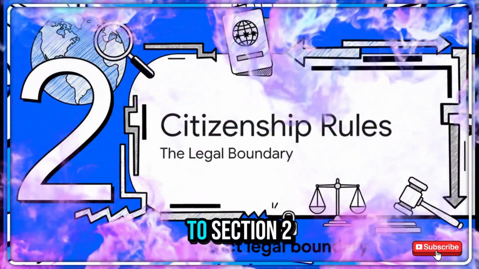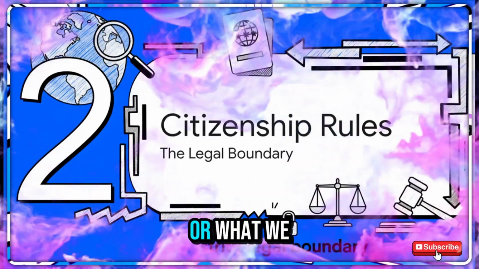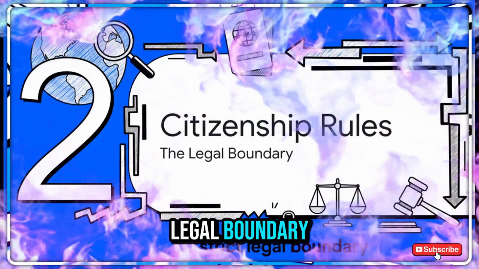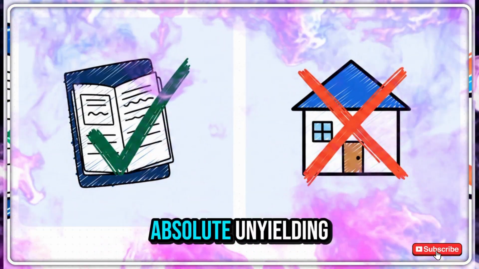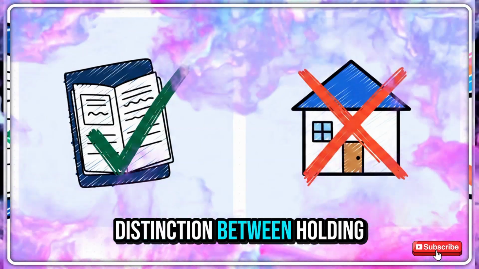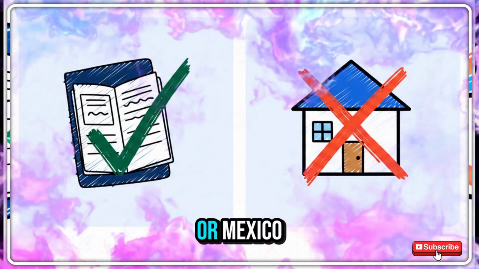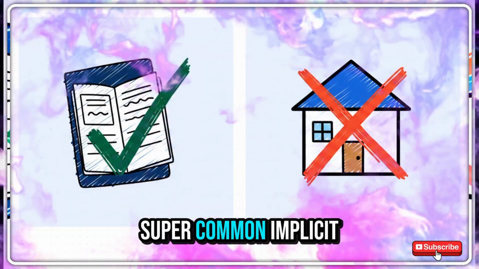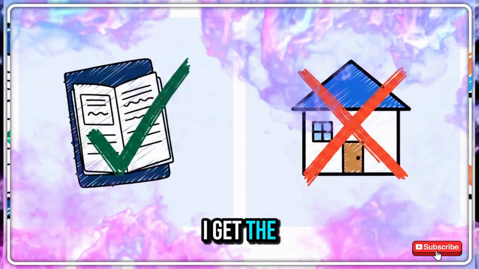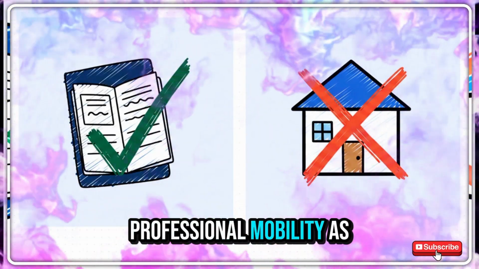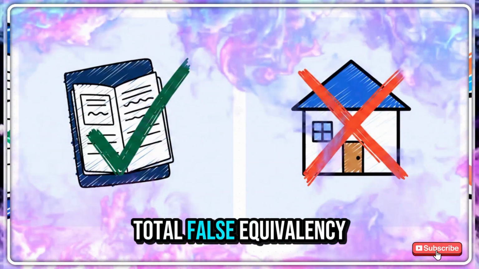Moving right along to Section 2, strict citizenship prerequisites, or what we can call the legal boundary. Now, this is where a lot of folks get tripped up. There is an absolute unyielding distinction between holding legal citizenship and merely holding residency in Canada or Mexico. You know, a super common implicit assumption is that, hey, if I'm a permanent resident of one of these countries, I get the exact same cross-border professional mobility as someone born there. Well, analytically speaking, that is a total false equivalency.